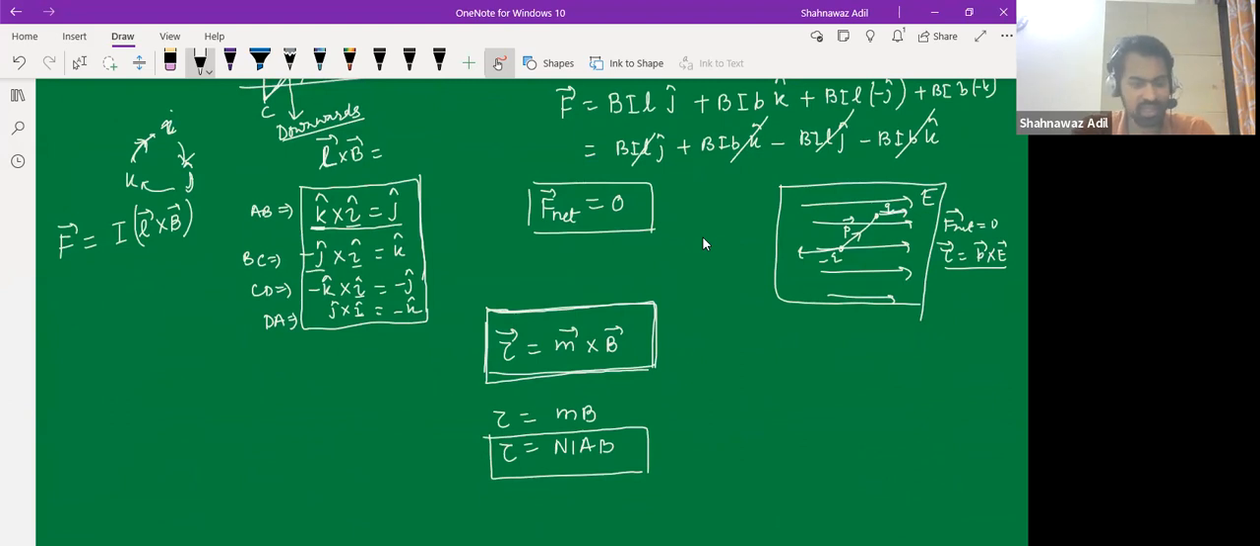So we will see in the next chapter how these electric field concepts that we understood and the magnetic field concept are very analogous, right? So we will see that in the next chapter.